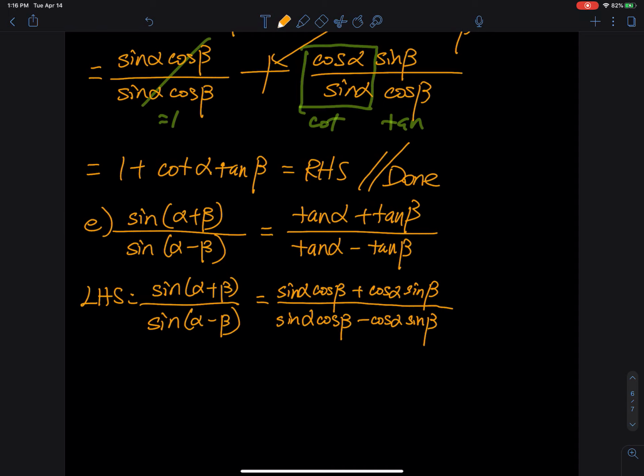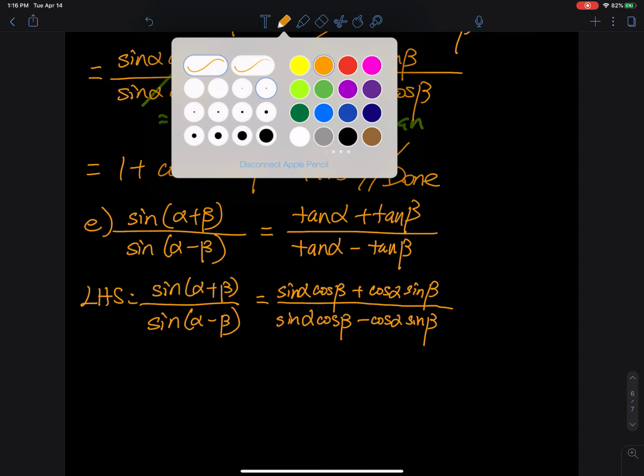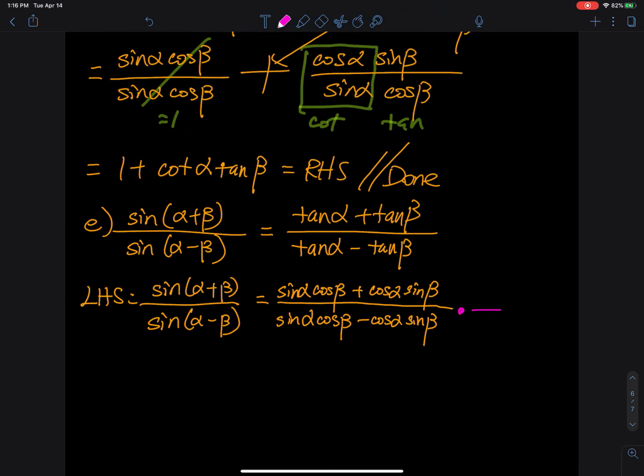This we are going to multiply by a magic 1. So what is that magic 1? Let's do that in pink. So the magic 1 is we want to have 1 divided by cosine alpha and then cosine beta, and then this is 1 divided by the same thing.